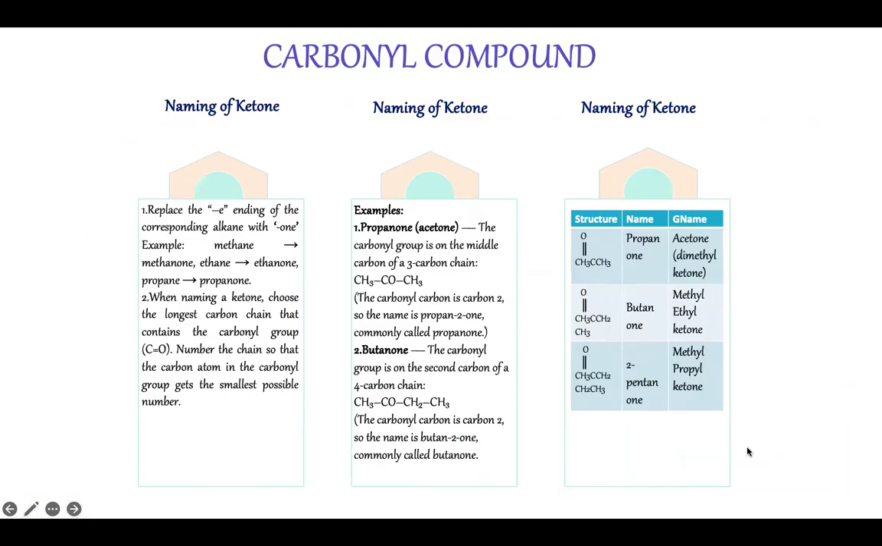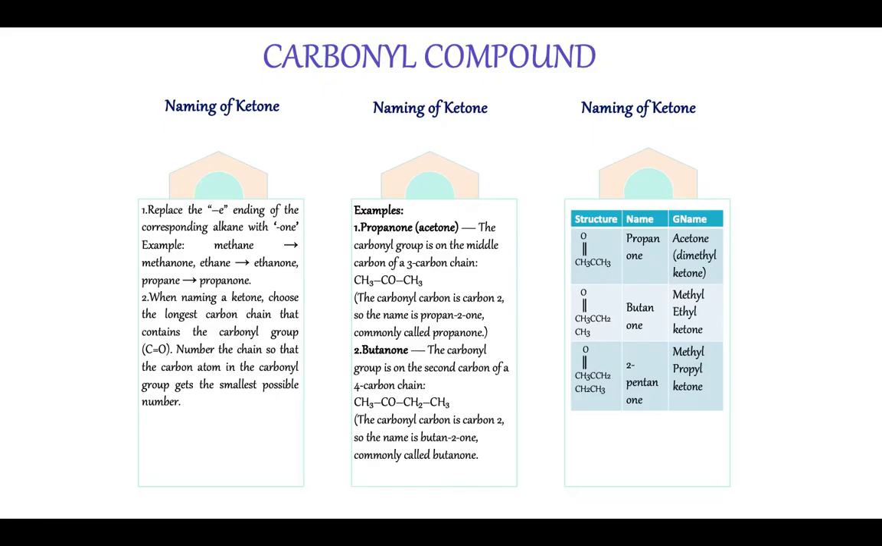Let's look into the naming convention of ketone. Replace the -e ending of the corresponding alkane with -one. For example, methane becomes methanone, ethane becomes ethanone, and propane becomes propanone. So when naming a ketone, choose the longest carbon chain that contains the carbonyl group, which is C=O. Number the chain so that the carbon atom in the carbonyl group gets the smallest possible number.